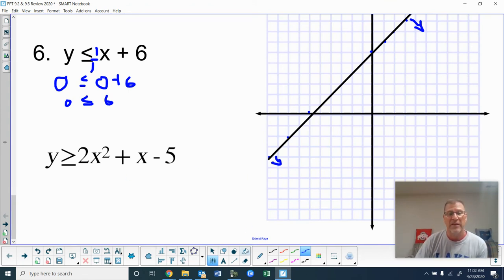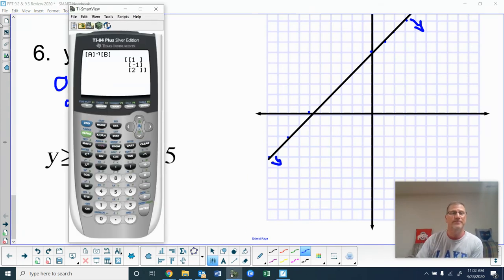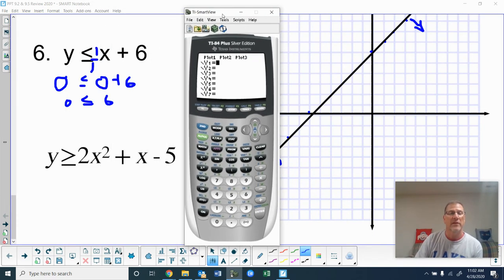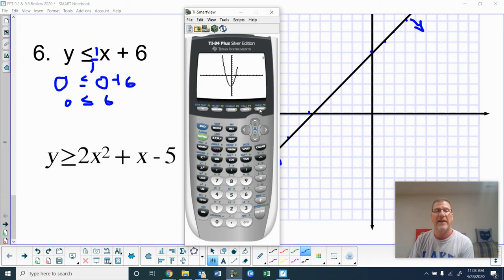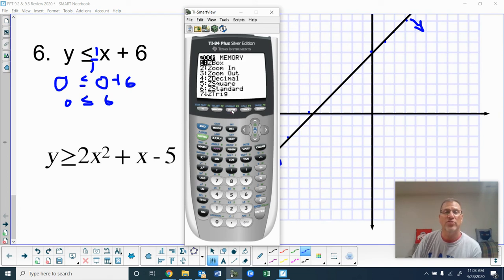Okay, for the parabola, again, I'm just going to use my calculator. So go to your y equals and put it in: 2x squared plus x minus 5. Hit enter and then hit graph. Remember, if it's not working like that, you're having issues, hit zoom 6, and it'll get you to that screen that I have.